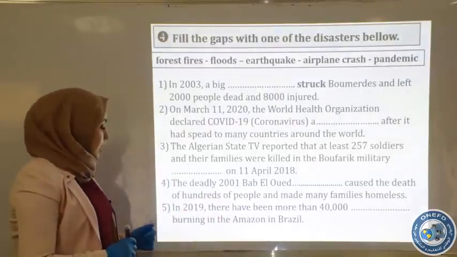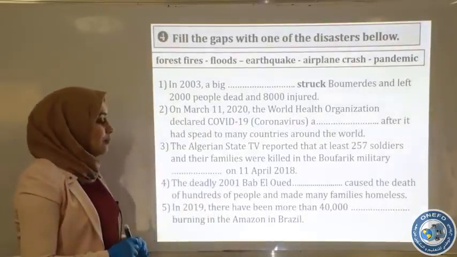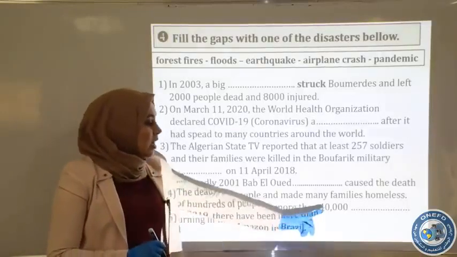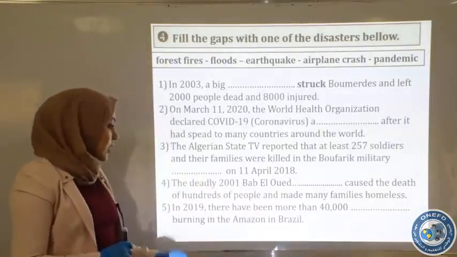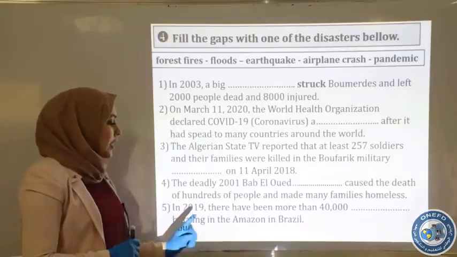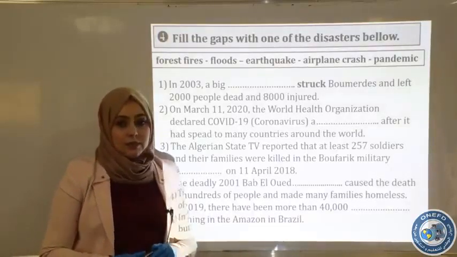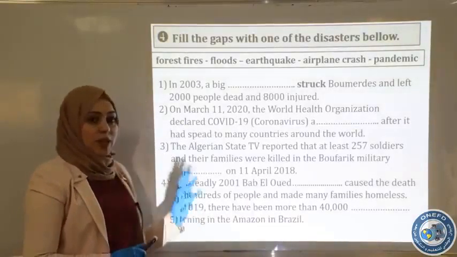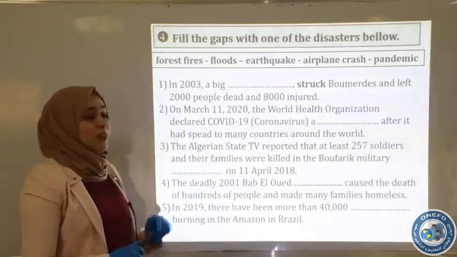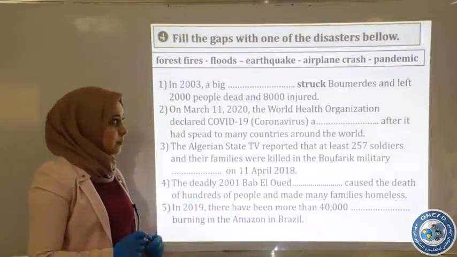The last sentence, in 2019, there have been more than 40,000 something burning in the Amazon in Brazil. Again, take some time, read the sentences again, and try to fill in the gaps with the words.